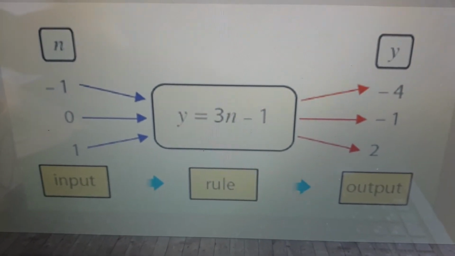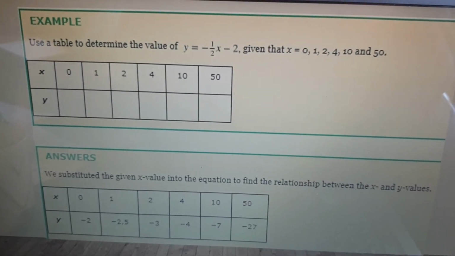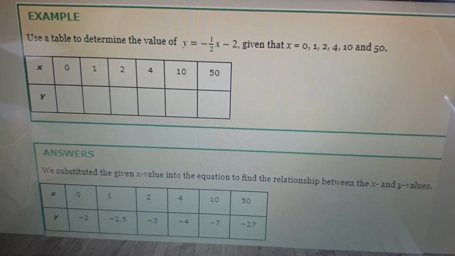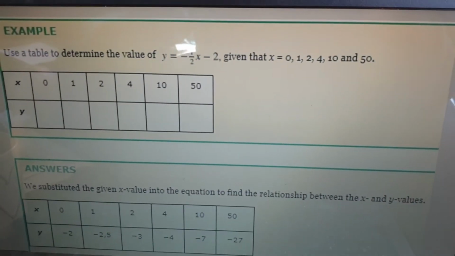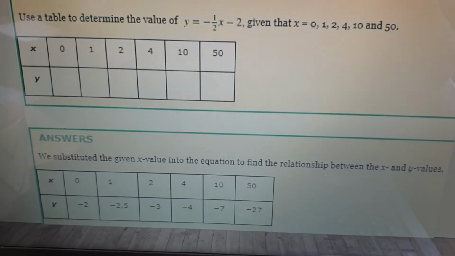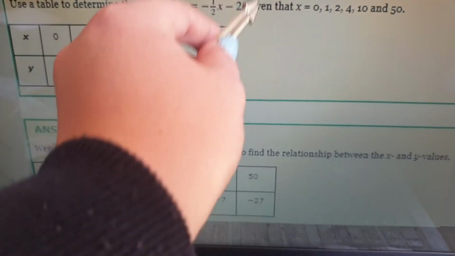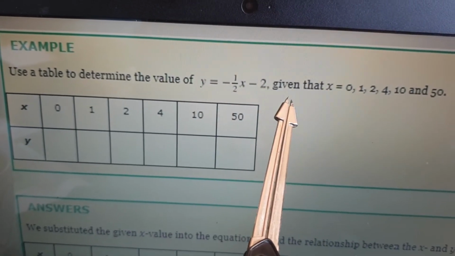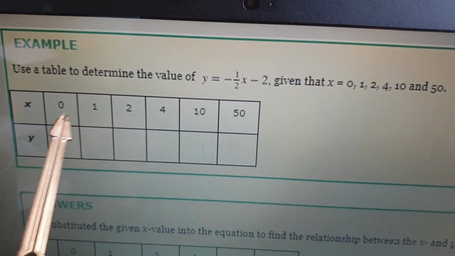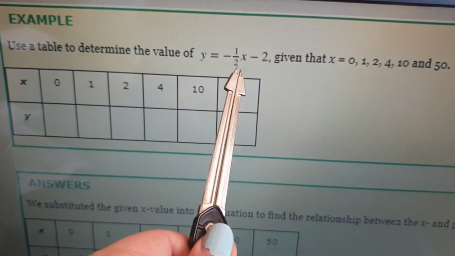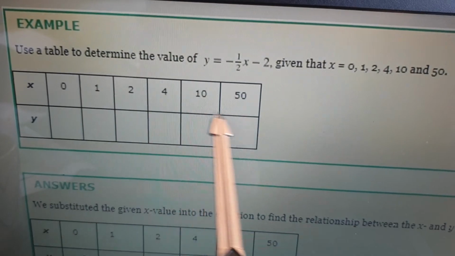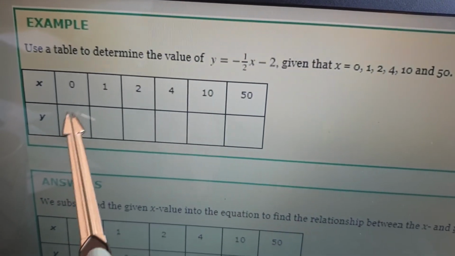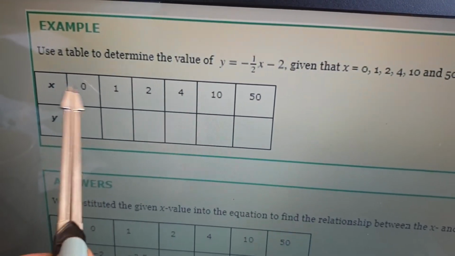We also have another way that we can show this, and this is by making use of a table. Now our machine or our middle is the table and the rule that we are given. Here we are given a rule: y equals -1/2 x minus 2. So here we have all our x values. So wherever there's x in the formula, we're just going to replace it with this value, and we will get our y value. Okay, so let's have a look.